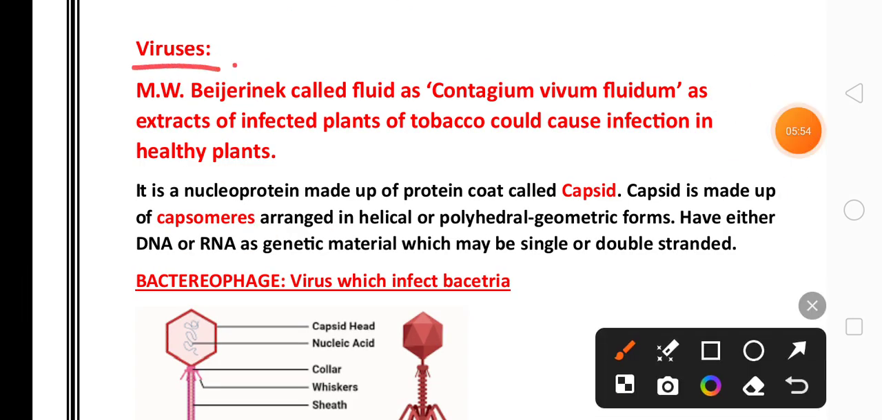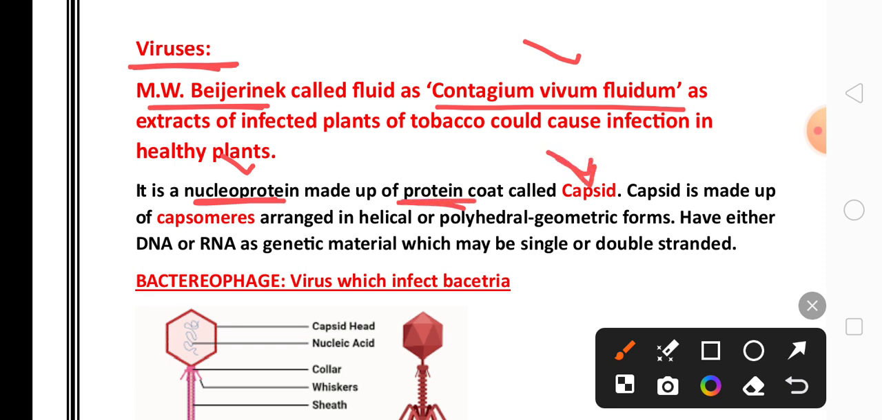Viruses, very important. Viruses are infectious agents according to M.W. Beijerinck. Viruses are called contagium vivum fluidum, which means viruses are infectious fluid. And viruses are made up of protein and nucleic acids. That's why they are nucleoprotein. And the protein coat of virus is called capsid. Very important for 1 mark. Capsid is a protein coat of virus, and capsid is made up of capsomeres. The units of capsid are called capsomeres. Very important for 1 mark.